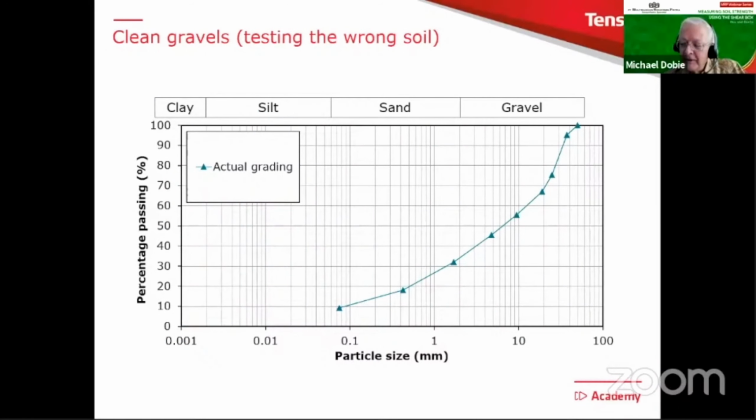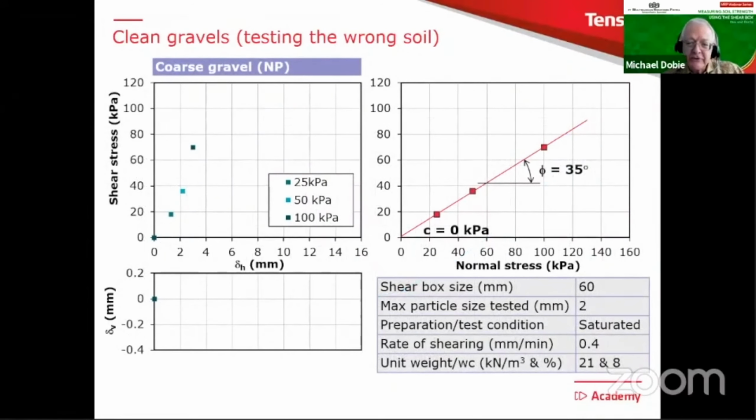Now here's a topic which I think is quite important, what I call testing the wrong soil. So here is a soil, it's a well-graded sandy gravel with a bit of fines in it, and you get a result back, and the result looks like this. Unfortunately, there's lots of information missing, but as I said, I still show everything that should be there to remind us, but lots of things are missing.